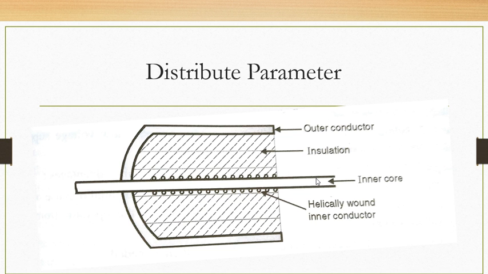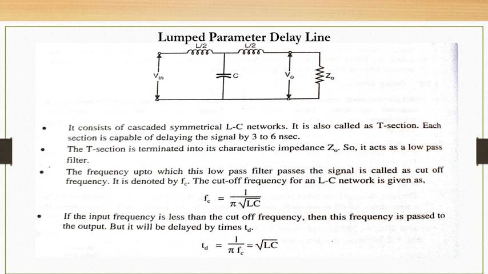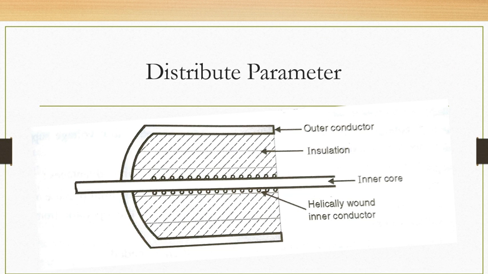So this is the inner core. If you replace this with a ferromagnetic core, then inductance will increase, which increases the time delay. So when you use the ferromagnetic core, it will increase the time delay. That is again very important. So these are some basics about the distributed parameter delay line. So we have seen two types of delays, lumped parameter and distributed parameter delay line.